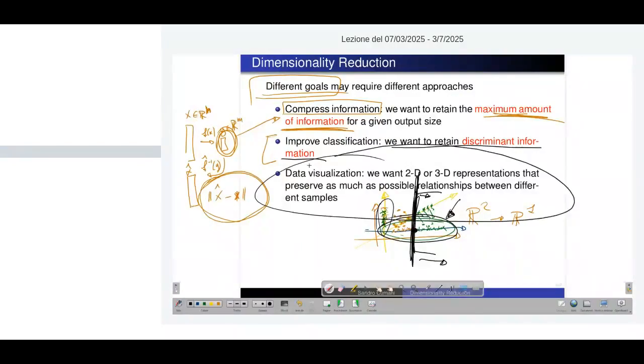Then, if I want to do data visualization, as I said, I may want something that is tailored to mapping points to two-dimensional or three-dimensional space. And in this case, I may be interested in something that preserves as much as possible the relationship within the data. What does it mean? It means that my function may be very complex, but it may be a function that allows me to take input pictures, and then the output are two-dimensional samples where pictures of the same person are close by, while pictures of different people are far.